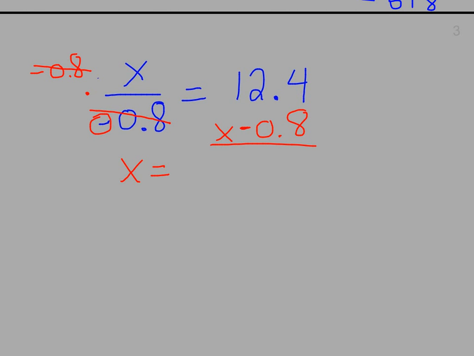Since the top one's positive, this one's negative, the answer will be negative. 8 times 4 is 32. 8 times 2 is 16, plus 3 is 19. 8 times 1 is 8, plus 1 is 9. I have 2 numbers after the decimal, so I'm going to move it over twice, and I get negative 9.92 as my answer. And that is it.